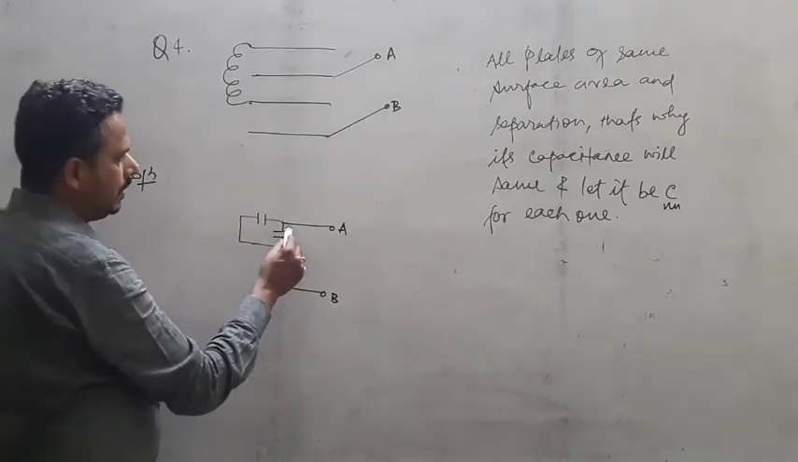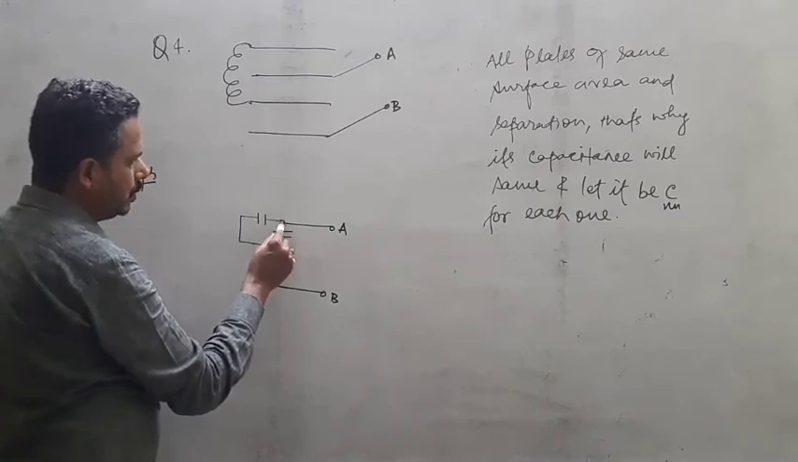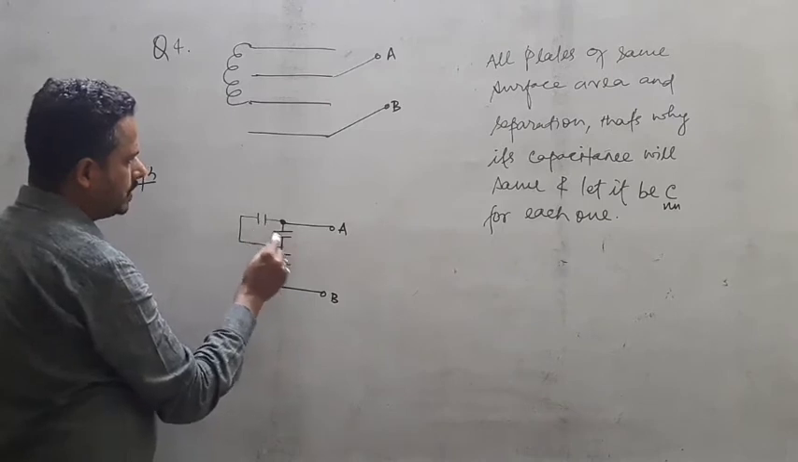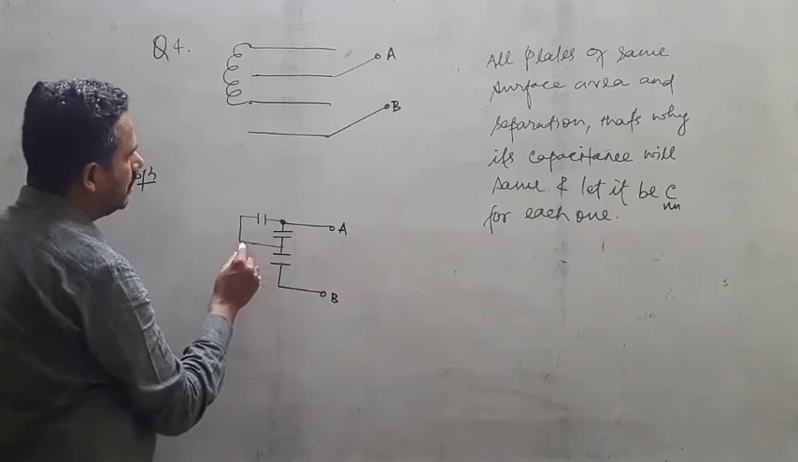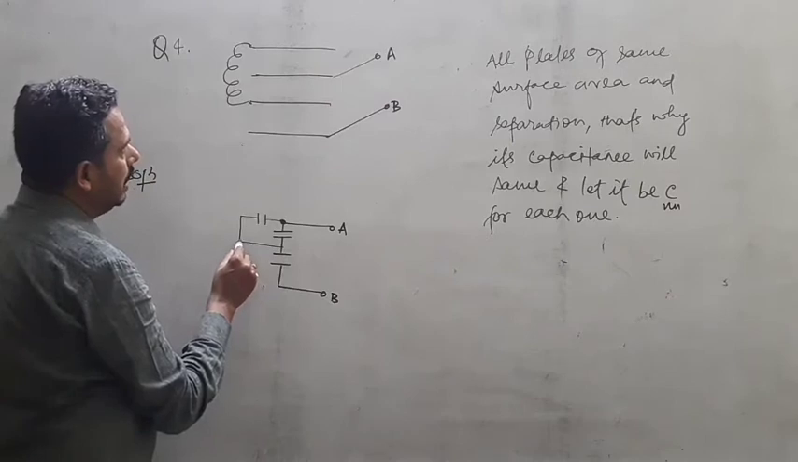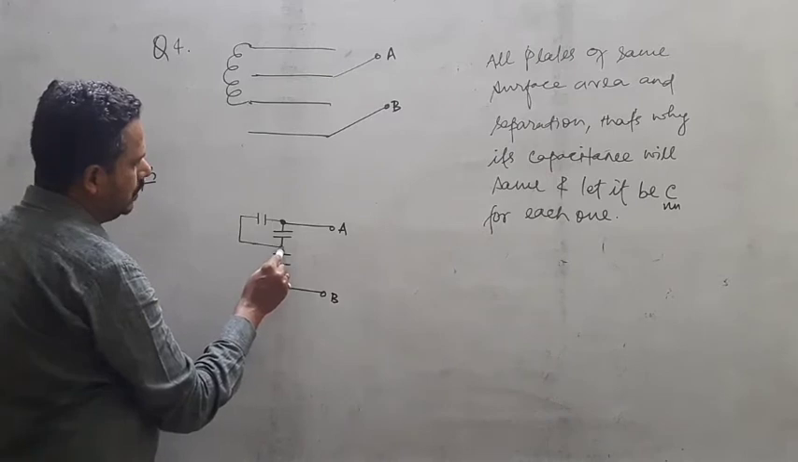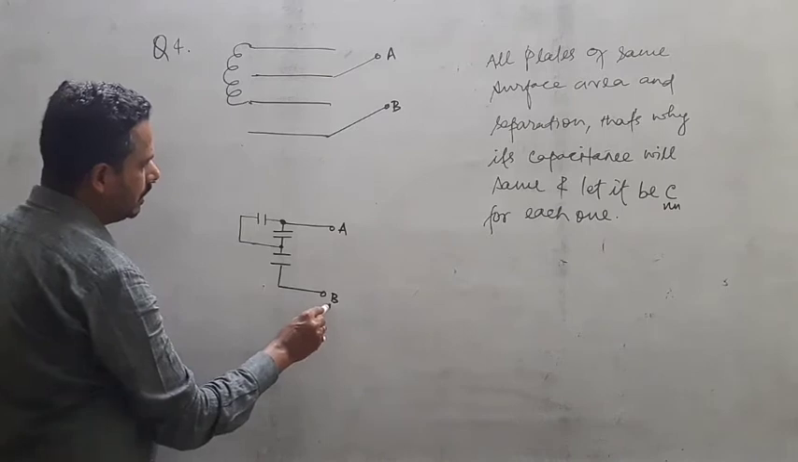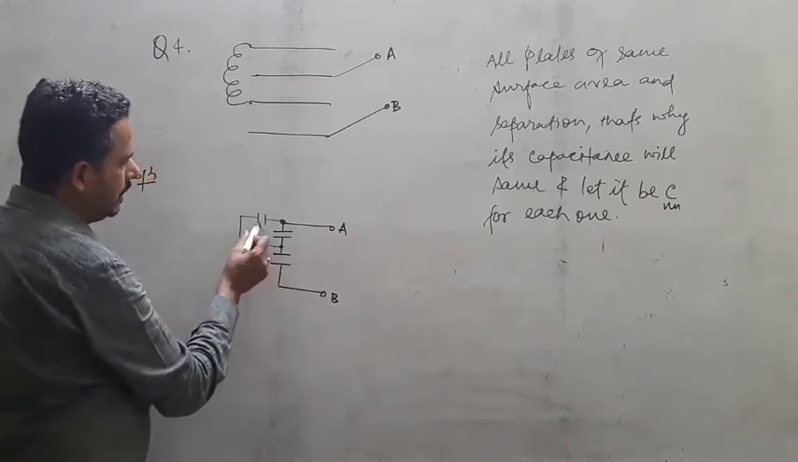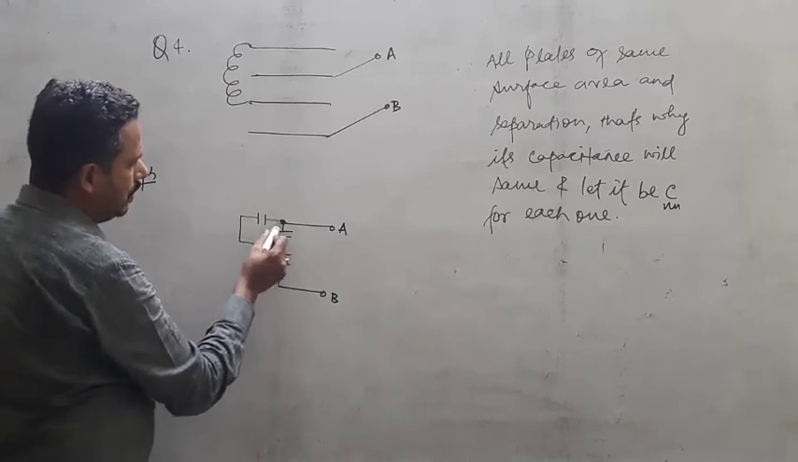You see that from this terminal there is a node. From this node two capacitors are there, and these two capacitors are connected together, right? And then from this node one capacitor is connected, and it gives from its second plate a terminal B. So you will see that both are connected in parallel.